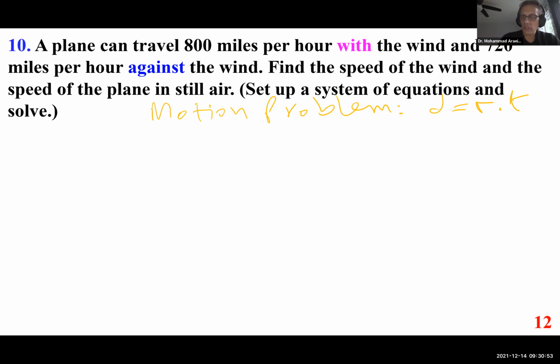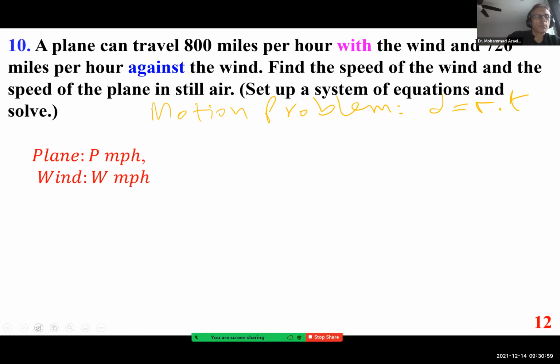So I can use any variables, but one thing that I found easy: for the plane, use P; for the wind, use W, and that makes life easy. So with the wind, that means P plus W, and against means P minus W. As you can see, there's really not much. You have to just add up.